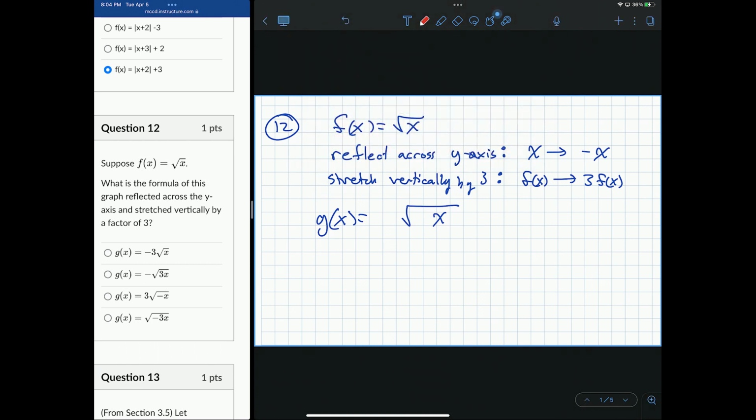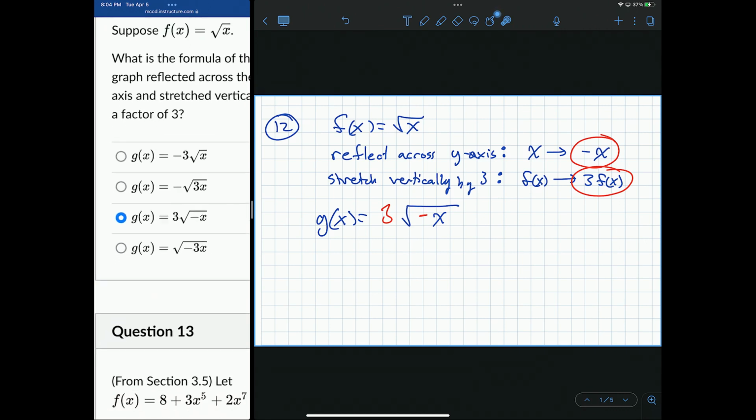So in order to reflect it across the y-axis, you change that to a negative x. And in order to stretch it vertically by a factor of 3, you put a 3 outside of the function. If you put the 3 on the inside, then it compresses it horizontally. So vertical was the key to knowing that the 3 had to go outside the f. This is what we're looking for. Looks like this one. All the others have something wrong with them: the sign's in the wrong place, or the 3 is in the wrong place.